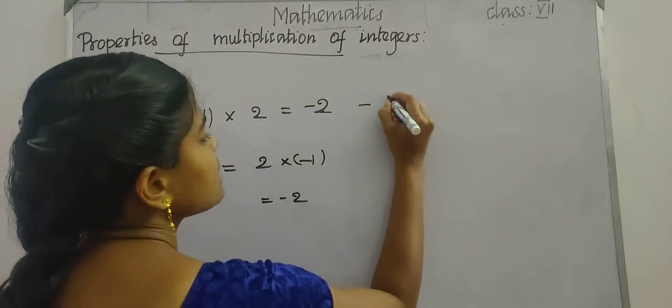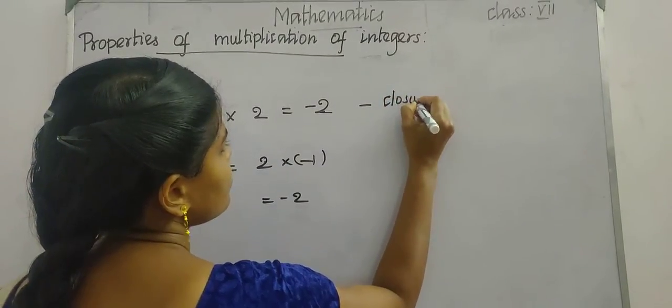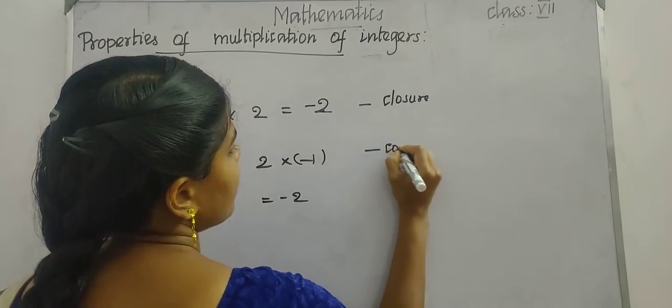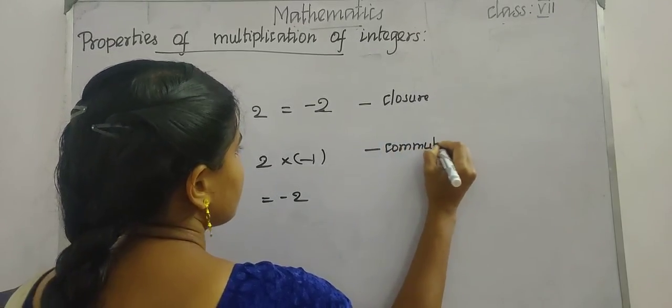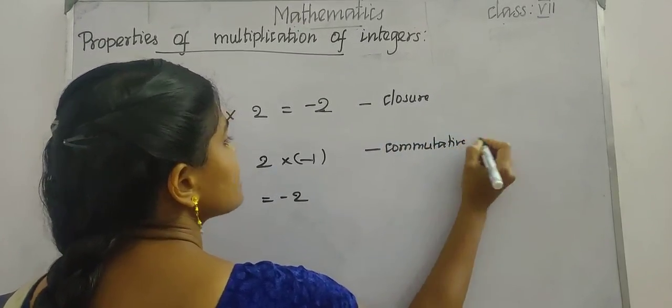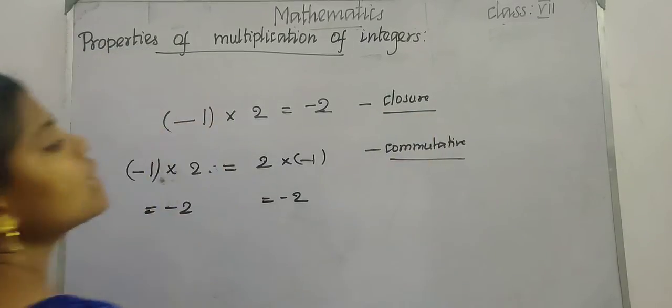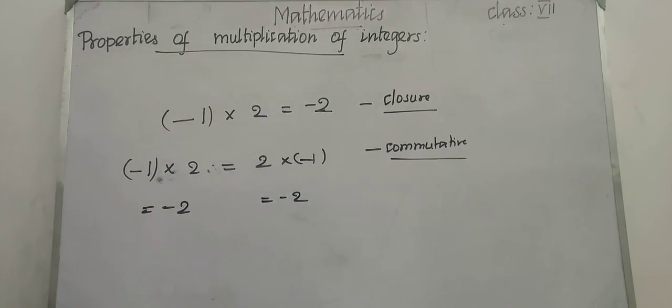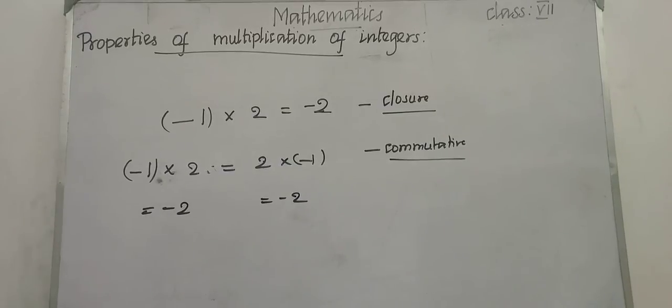Okay children, this one is closure and this one is commutative. So in the previous class we have learnt about this closure property and commutative property. And then let us learn about the third property, that is associative property.